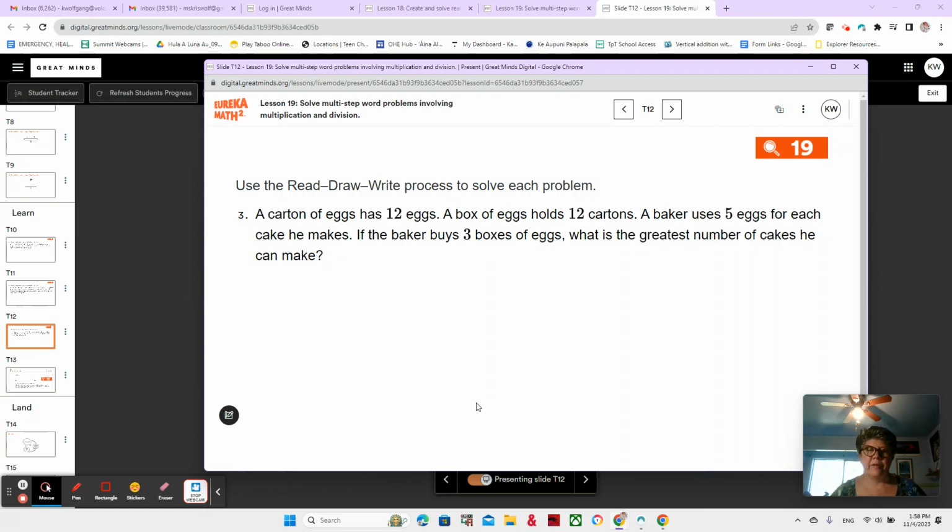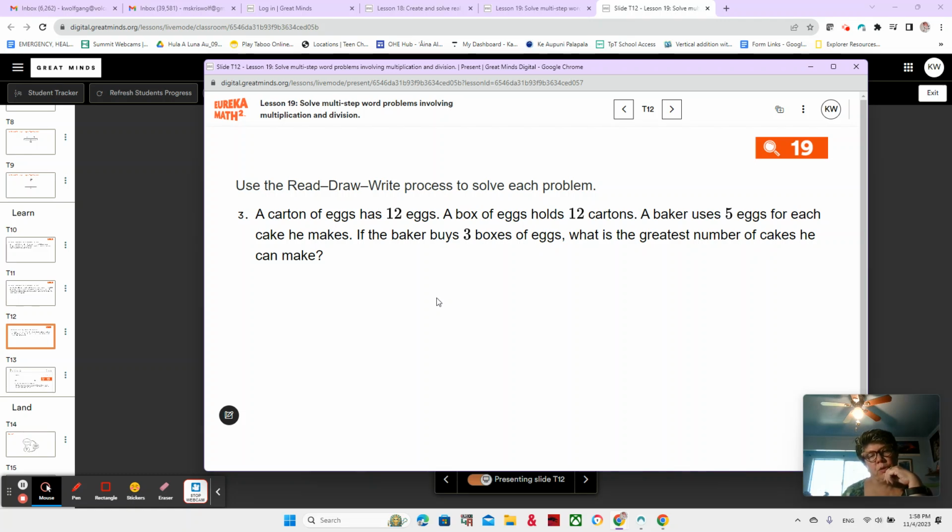A carton of eggs has 12 eggs. Yes, a normal egg carton has 12 eggs. Each box of eggs holds 12 cartons. A baker uses 5 eggs for each cake he bakes. If the baker buys 3 boxes of eggs, what is the greatest number of cakes he can make?